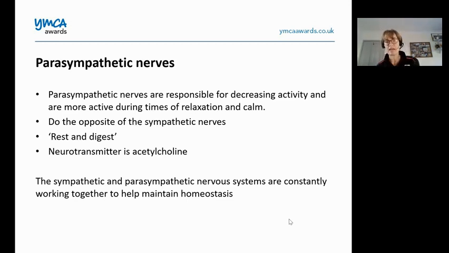We've got our sympathetic and our parasympathetic nervous systems working in tandem with each other to maintain this level of homeostasis, this same state, to keep our internal environment as steady as possible so that all our systems can work effectively.